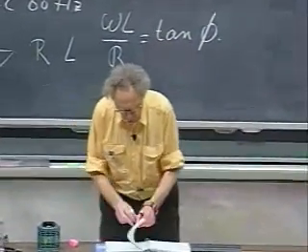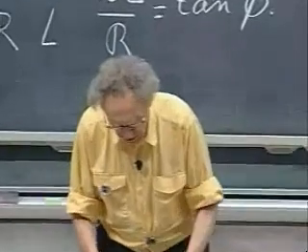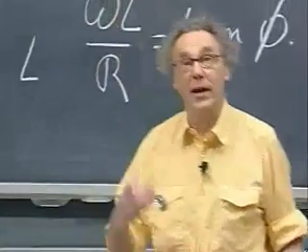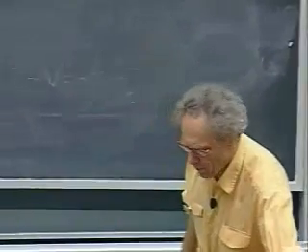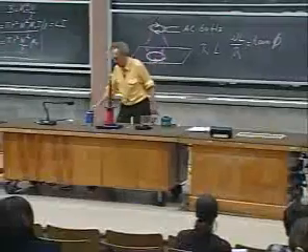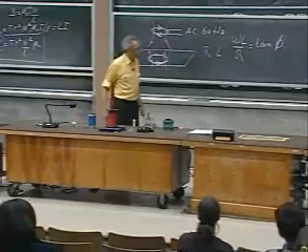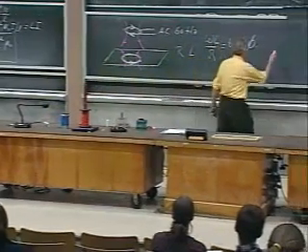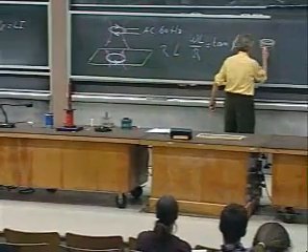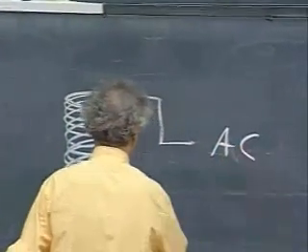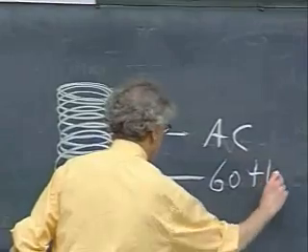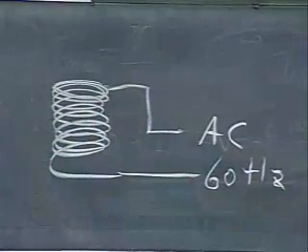Today I want to do a more controlled demonstration whereby I can actually calculate the self-inductance, and I also can calculate the resistance. And what I will do today is I will have a coil which is stationary, and I will have a conductor which is not stationary. Here is my coil, AC, 60 Hertz. There's the coil.